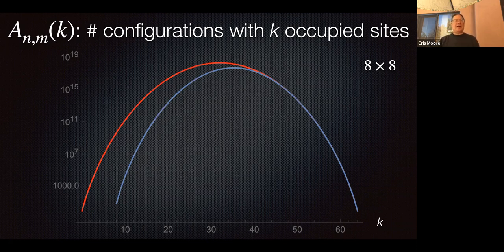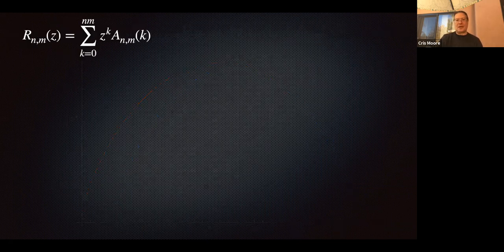And so A sub n comma m of k will be the number of configurations on an n by m lattice with k occupied sites. The red curve here is the set of all configurations. That's just 64 choose k. And then the blue curve is the number of spanning configurations. And so you can see that somewhere where k is a bit more than half of 64, the ratio between these two is close to 1, indicating that we've crossed that percolation threshold.